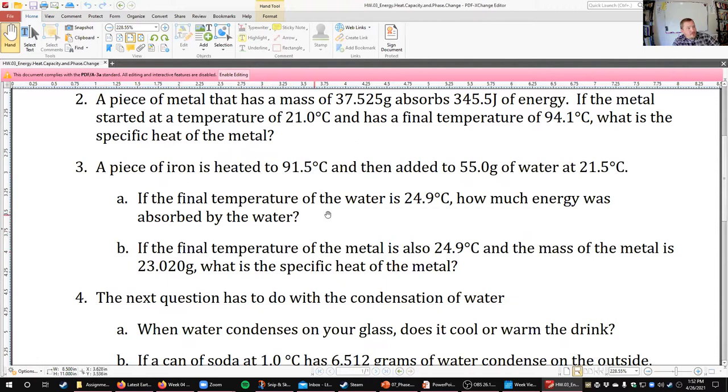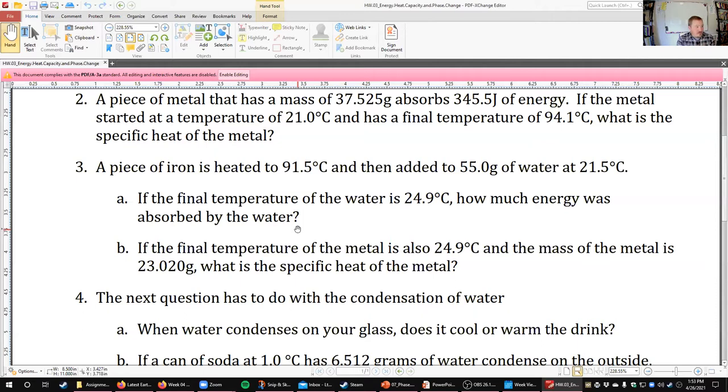For 3A and 3B, what I was really trying to help you realize is that if you know how much energy is absorbed by the water, you can figure out the specific heat of the metal, because however many joules of energy went into the water had to come from the piece of metal, right? When you think about it logically, if you've got a bowl of water at room temperature, and you put a hot piece of metal into the cool water, what happens? The metal gets cooler and the water gets warmer, right? And so the metal cooling down is what warms up the water.